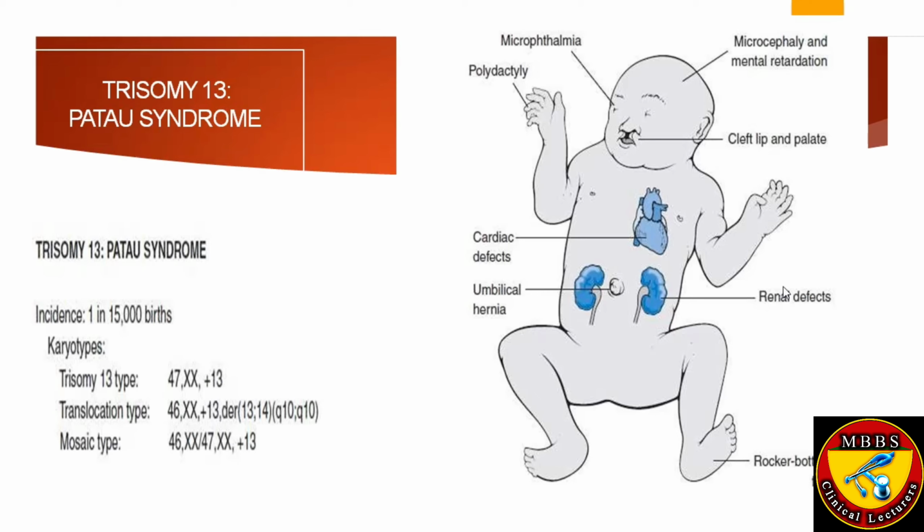If we talk about trisomy 13, that is Patau syndrome, this usually occurs in 1 in 15,000 births. So the trisomy 13 type is 47,XX,+13. In this, there are microphthalmia, polydactyly, cleft lip and palate, mental retardation, renal defect, umbilical hernia, cardiac defect, and rocker bottom feet.